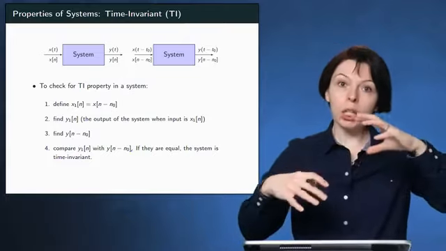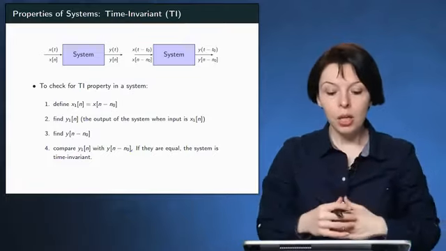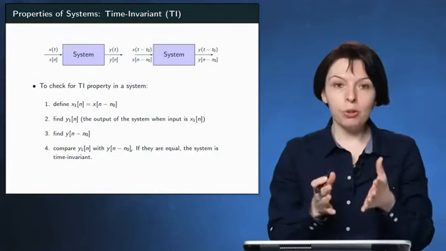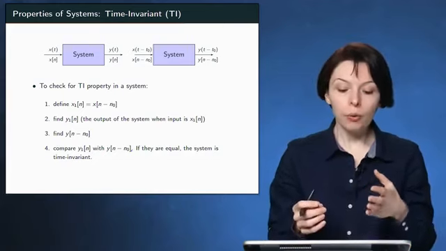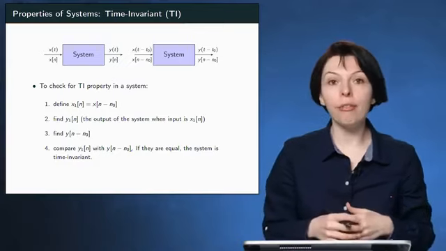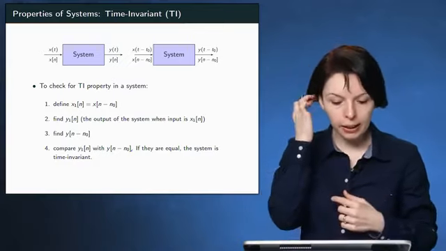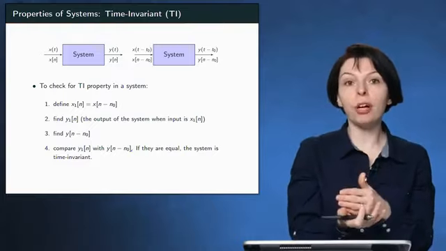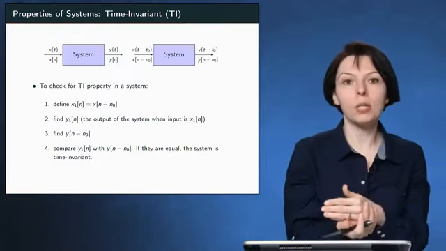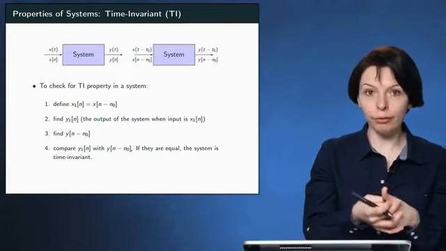The process of checking if a system is time invariant or not is as follows. Step 1, we need to define a new signal, x1 of n, which is going to be equal to x of n minus n naught. This is the shifted version of the original signal x of n. As step 2, we need to find the response of the system to this new signal, x1 of n. I'm going to name it y1 of n.